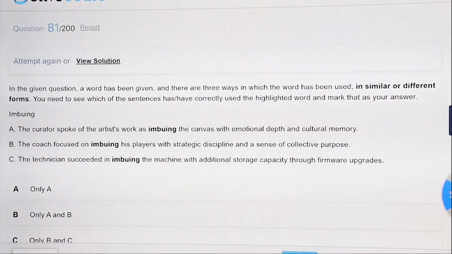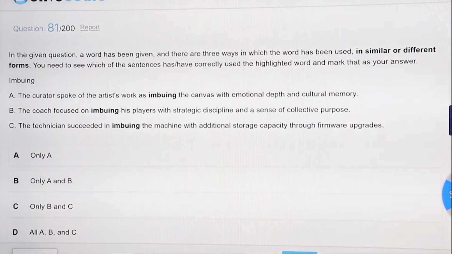Let's go. The first one. In the given question, a word has been given and there are three ways in which the word has been used in similar or different contexts. You need to see which of these has been correctly used. We need to find the correct one.